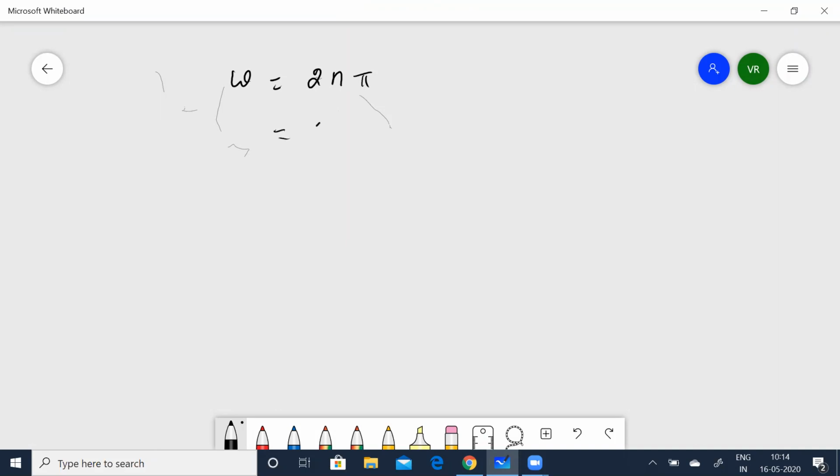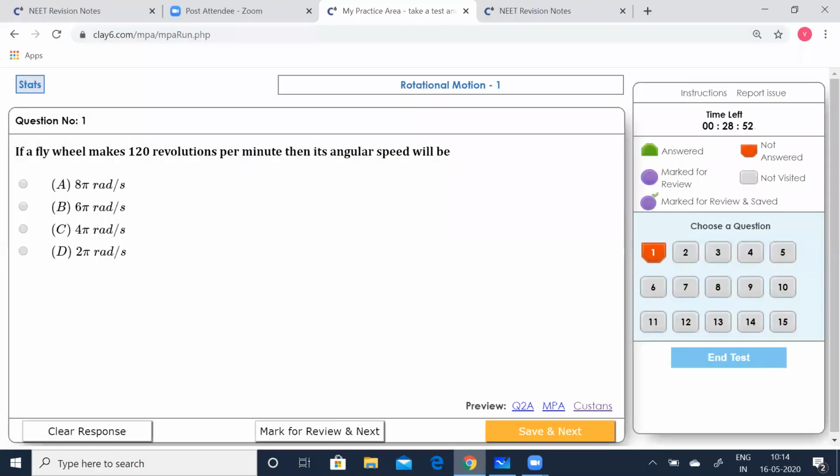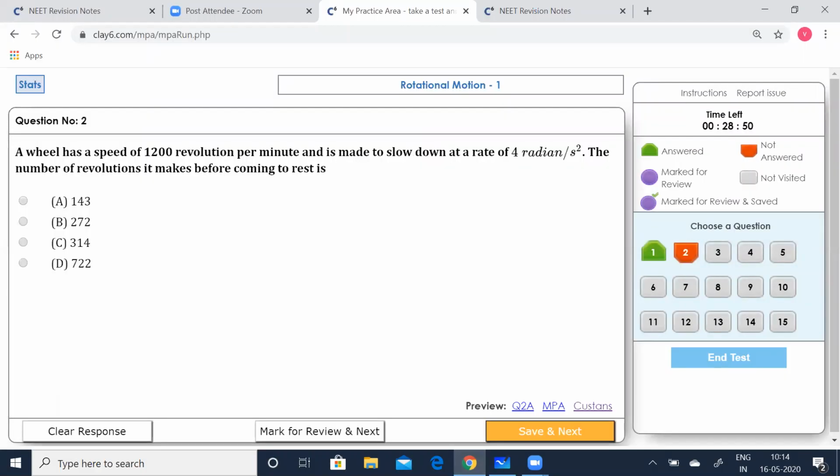So here, n is 120 revolutions per minute, converted to per second: 120 by 60, times 2 pi. That gives you 4 pi. Let's see which option is correct. 4 pi, option C is correct. Click that, go to the next.